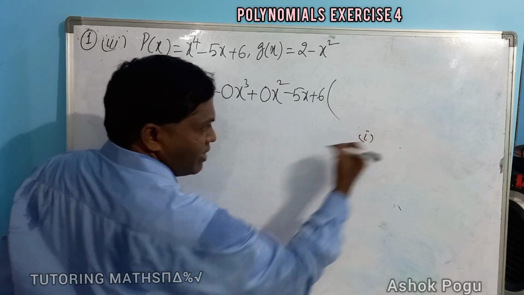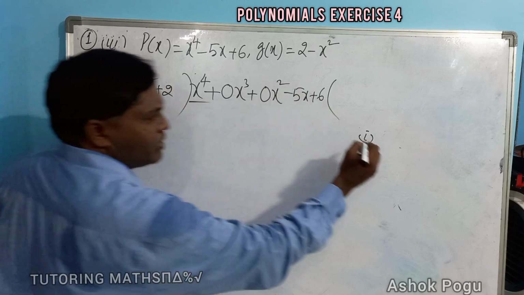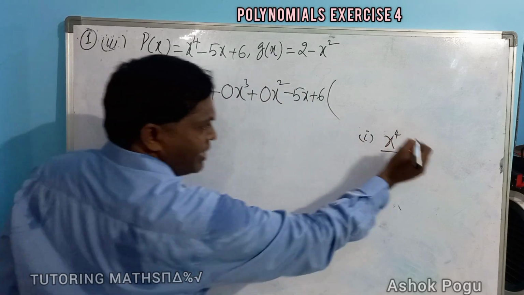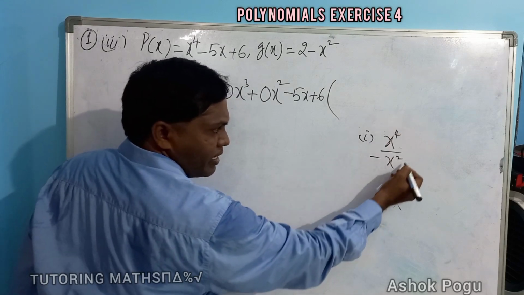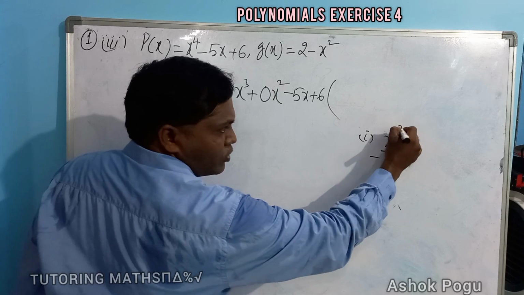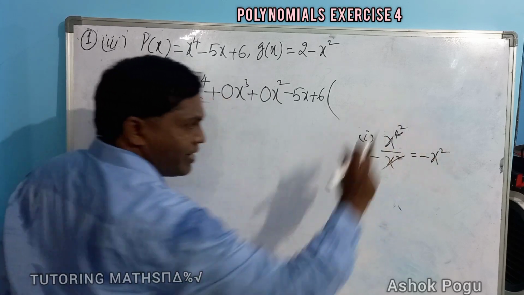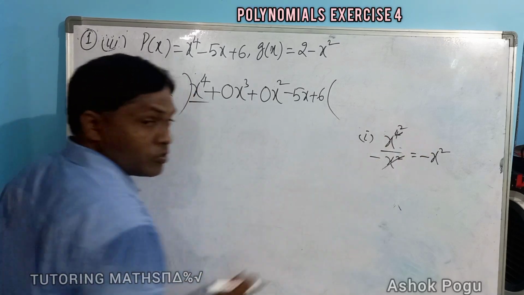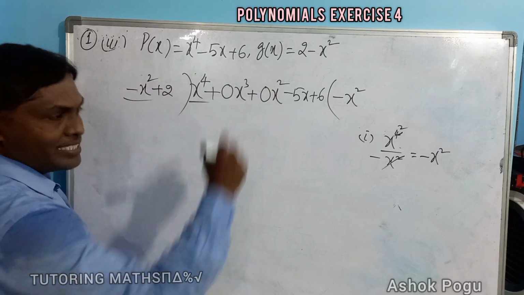So first step, let's get the first step. What is the first step? First term of the dividend should be divided by the first term of the divisor. So here 4 are there, here 2. So if you cancel 2x, we'll get 2 more. So finally x square is left, but it is minus. So you take as the first quotient of this solution minus x square.